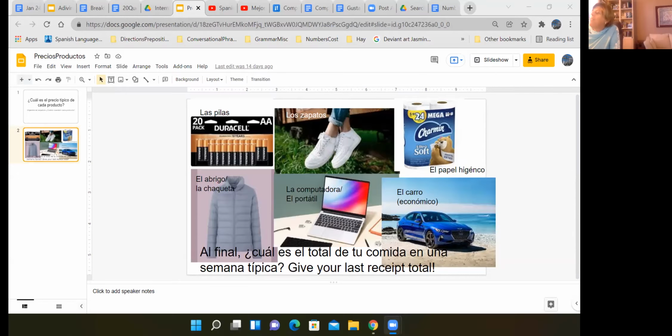So we have a question. If something costs $24.99, we would say it costs $24.99. We wouldn't say dollars, and we wouldn't say the word cents. Ah, yeah, sí. 24 con 99, or 24 y 99.